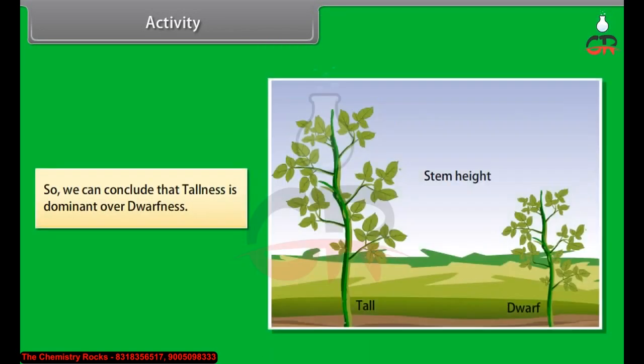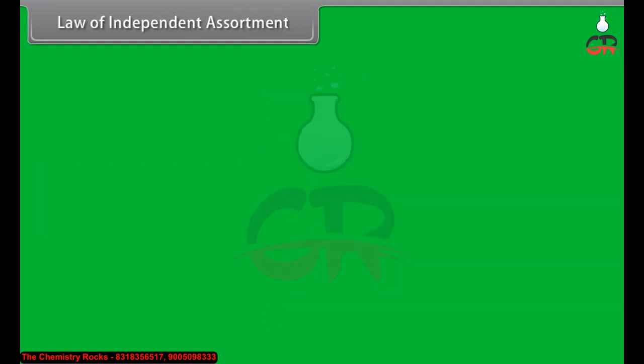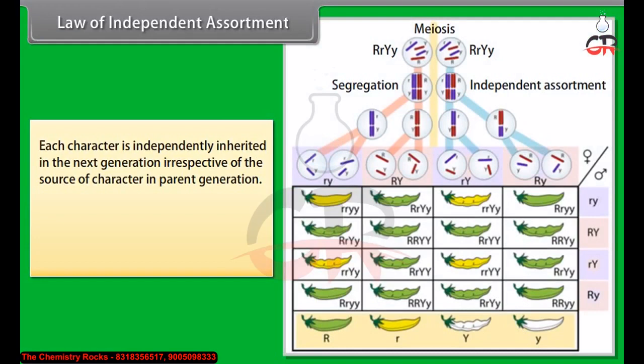So we can conclude that tallness is dominant over dwarfness. Law of independent assortment: each character is independently inherited in the next generation irrespective of the source of the character in the parent generation.